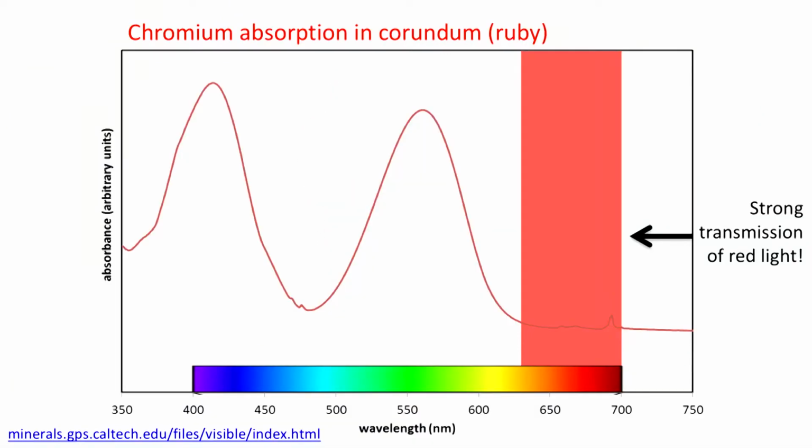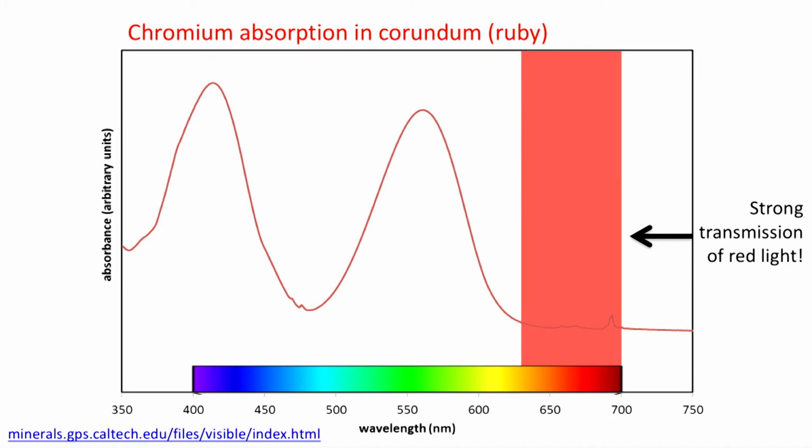Here's an example of how this works. What we're looking at here is the optical absorption spectrum for chromium in corundum. The high points in the curve are where the chromium atoms absorb a lot of light, and the low parts are where most of the light gets to travel through the ruby without being absorbed. Overlaid on this are the colors corresponding to the different wavelengths of visible light, from blue light at around 400 nanometers up to red light at around 700 nanometers. What we see is that chromium in corundum strongly absorbs most of the blue and green light, but lets almost all of the red light through. In this case, the light returned to our eyes is red.